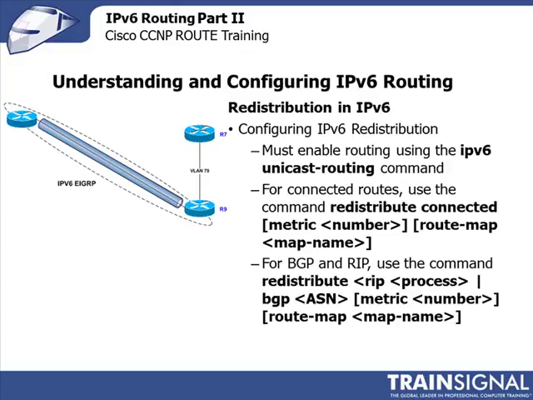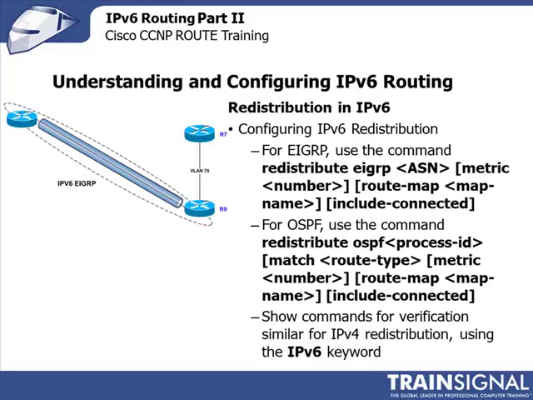Configuring redistribution, very straightforward. Again, ipv6 unicast-routing, always start there. Then underneath whatever protocol you're redistributing into, if it's connected routes, it's redistribute connected. You don't need to put anything else if you don't want to, but then you can obviously specify the metric or route maps and so forth. For BGP and RIP next generation, the syntax is pretty similar. Redistribute RIP process, or redistribute BGP ASN, and then again you can specify the metric and route maps and other things if you want to do additional filtering.